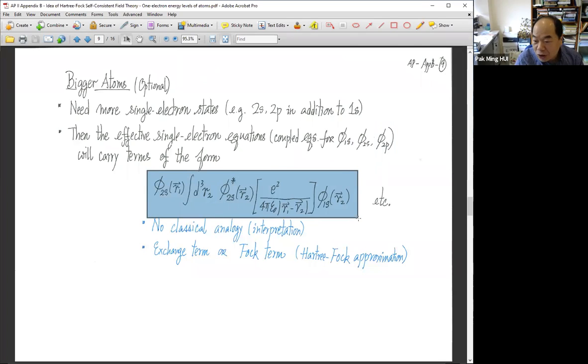Now I write down one here just to illustrate that if you stare at this one long enough, you cannot find anything that you can interpret in the electromagnetic wave. For one thing, if you look at R2, this variable, in one term it is in 1s, in another term it's in 2s. If you look at the 2s state, in one term, it is another electron. In one term, it is the first electron, okay?